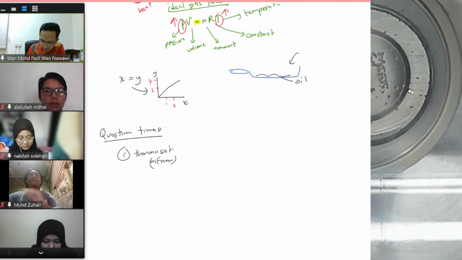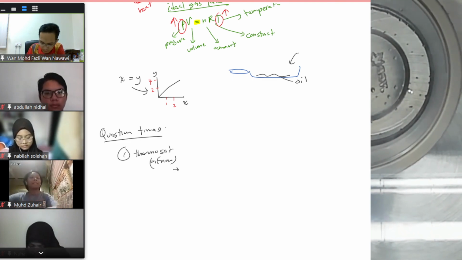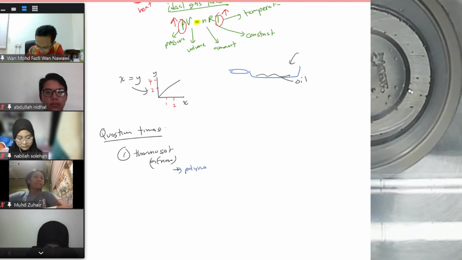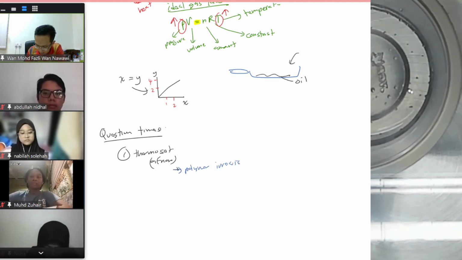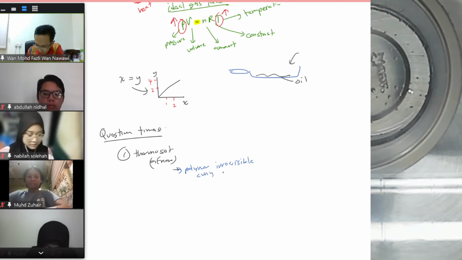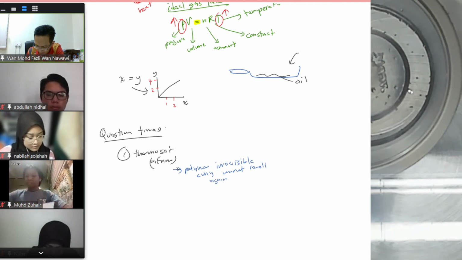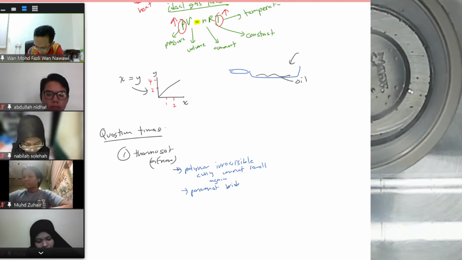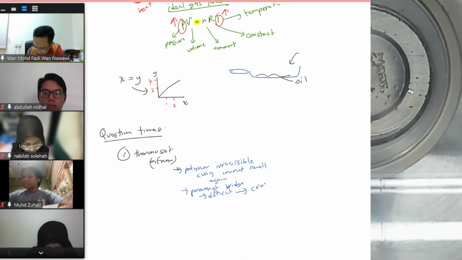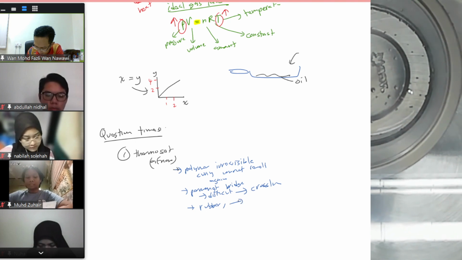Thermoset is a polymer that forms an irreversible chemical bond during curing and cannot be reshaped again after that. In thermoset, there is a permanent bridge that makes it difficult to reshape, which is called crosslink. The example of thermoset is rubber. There are two types of rubber, natural and synthetic rubber. The example of synthetic rubber is car tire.